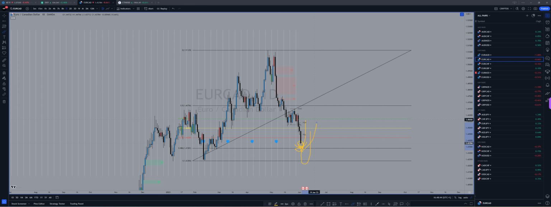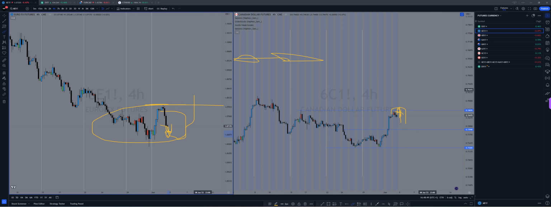Okay, so I've just demonstrated how you can go in next week and then use price action to anticipate a strong currency versus a weak currency, right?